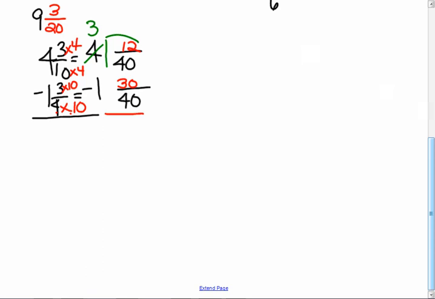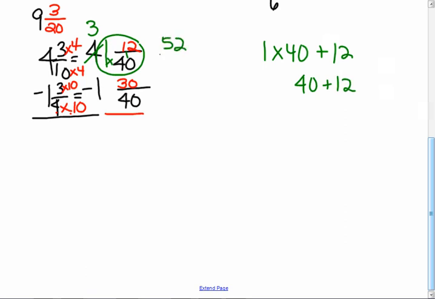Do you remember how to change that to an improper fraction? You go 1 times 40 plus the 12. So it's 40 plus 12, which is what? 52. So it's 52 40ths. Now I can ignore the 4, I had to borrow from it. That's why you couldn't subtract them right away. Okay, now we can subtract.